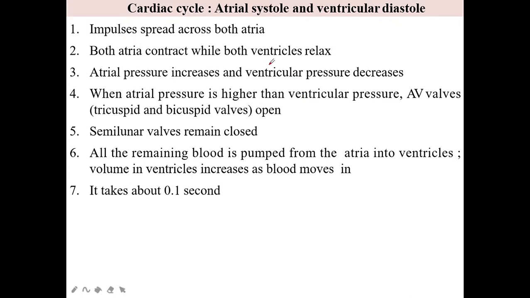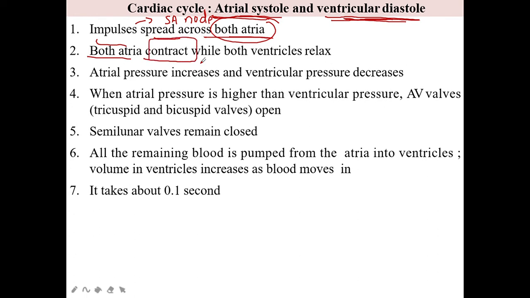Okay, so kita tengok setiap event dekat cardiac cycle. So we are going to start with atrial contract, ventricle relax. So you learn before this, dekat initiation of heartbeat, SA node akan generate electrical impulse. And impulse tu akan spread across both atria. So during atrial systole, ventricle diastole, impulse akan spread across both atria. Impulse ni datang daripada SA node. So bila impulse spread across both atria, atria akan contract.